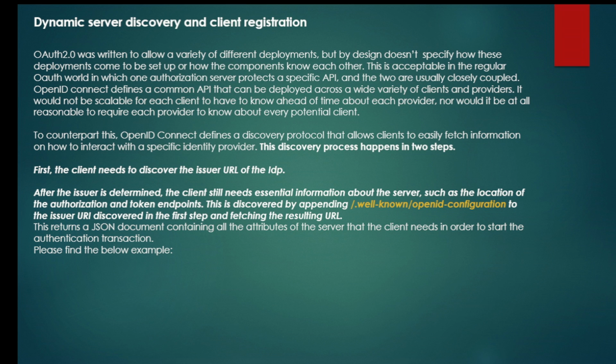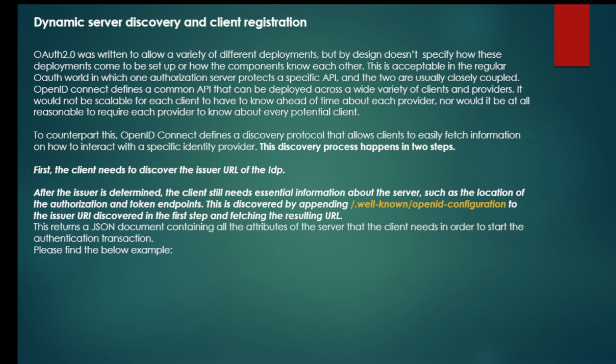So you have some address, you can just use that, and before integrating the connection, you have the details of how you can interact with this identity provider: the token endpoint, authorization endpoint, UserInfo endpoint, and all that information. This discovery process happens in two steps. First, the client needs to discover the issuer URL of the IDP. You need the issuer URL. If you remember, I showed you in the OAuth. I'll show you again quickly.